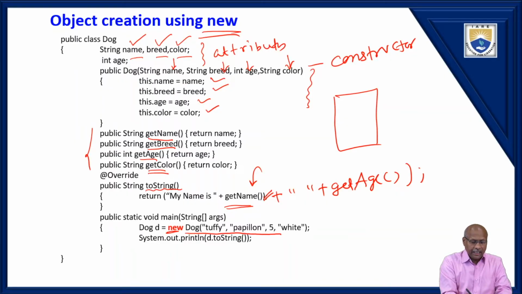And D is my object. New Dog, Toffee. So here this is the name of the dog, Papillion is the type of the breed, 5 is the age of the dog, color white. So 4 parameters I pass. Automatically this value will go there and be assigned to the attribute. And after that I am printing D. So when I write D.toString, automatically the string of the object will be printed.